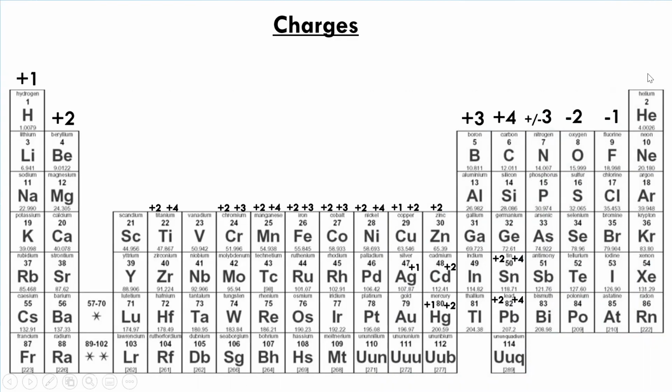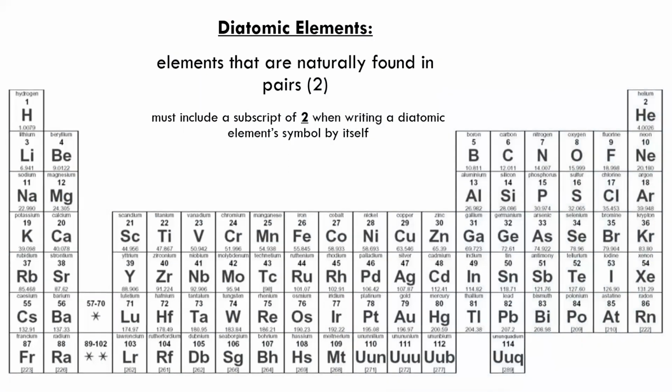They're non-reactive. Okay, the other thing you need to know for this chapter, which once again, you don't have to know right now, but you're going to need to know eventually, diatomic elements. So diatomic elements are elements that are naturally found in pairs, kind of like twins. So when you find these elements in nature, they're always connected to another atom. So di meaning two, atomic meaning atom. So whenever you write these elements by themselves, just that symbol, you have to include a subscript of 2. Once again, we'll talk more about this when the time comes.